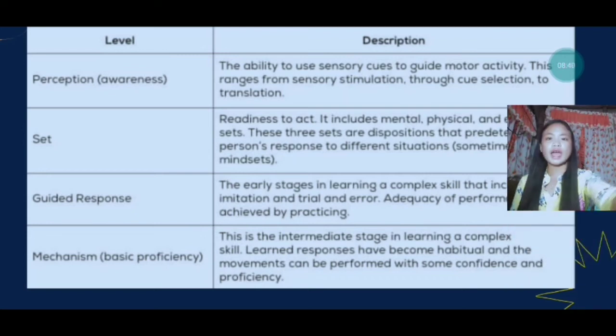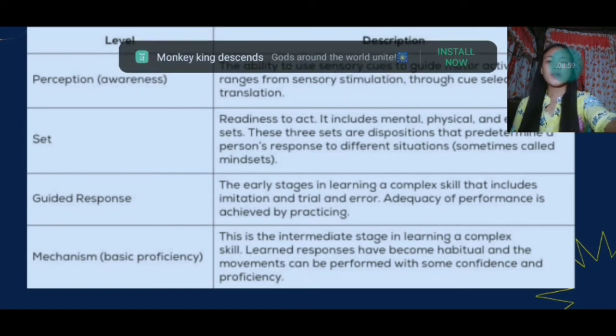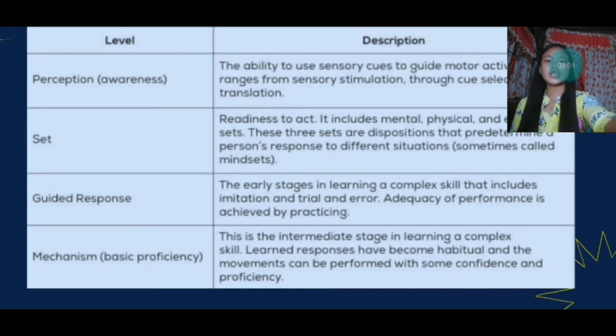The next is guide response. Guide response is the early stage in learning a complex skill that includes imitation and trial and error. Adequacy of performance is achieved by practicing. The next is mechanism or basic proficiency. This is the intermediate stage in learning a complex skill. Learned responses have become habitual and the movement can be performed with some confidence and proficiency.